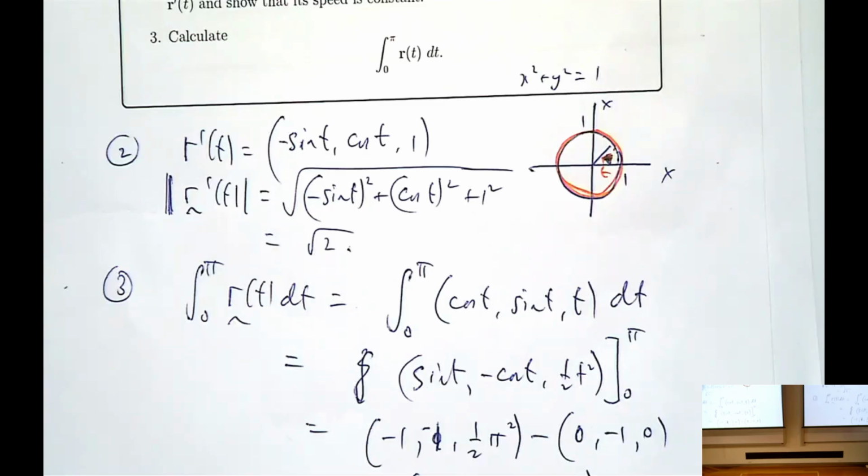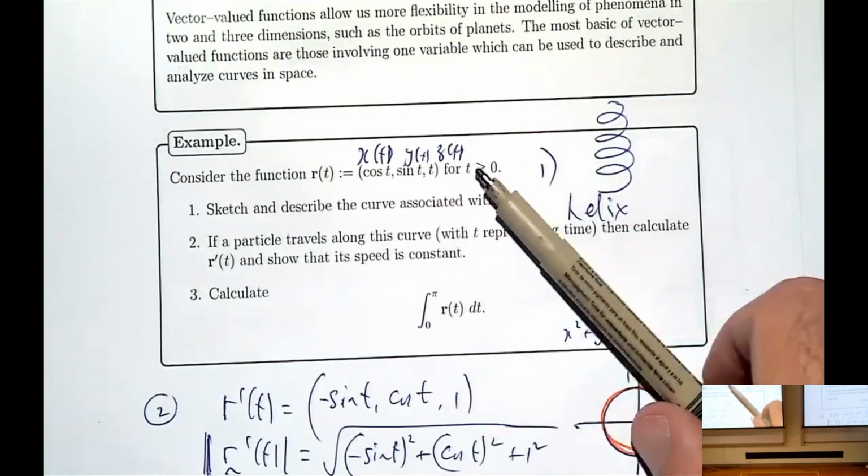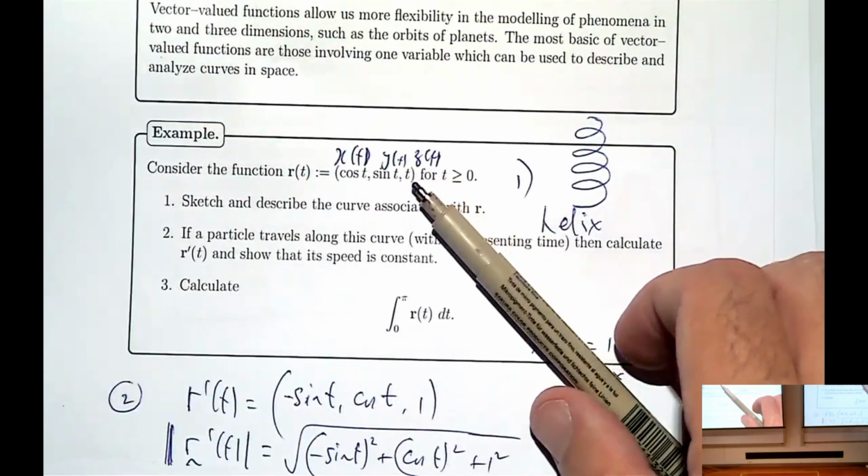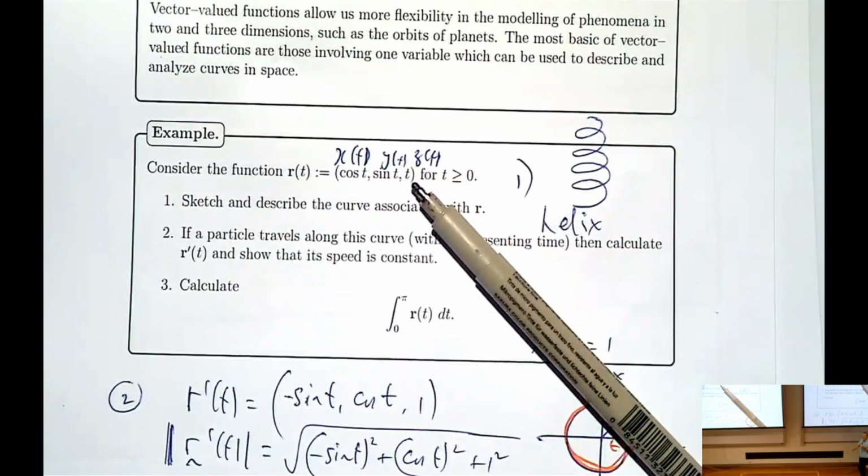How would you take the limit? I've got my R vector-valued function. Let's say T approaches 0. How would I do that? Based on what we've done today, what do you think? If I asked you, what is the limit of R of T as T goes to 0? What kind of ways of working?